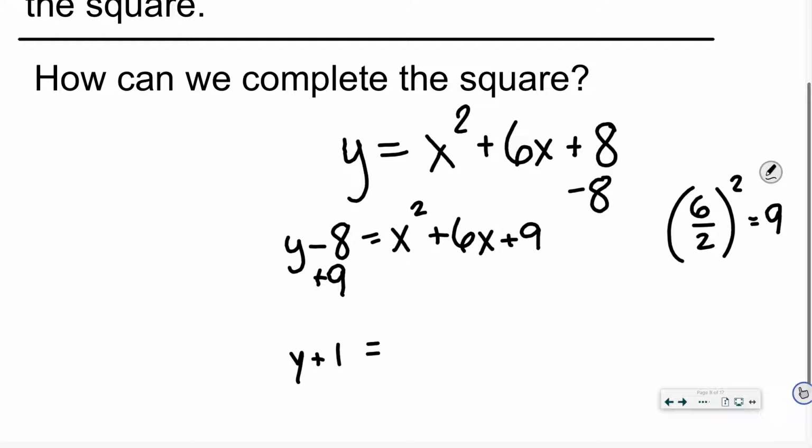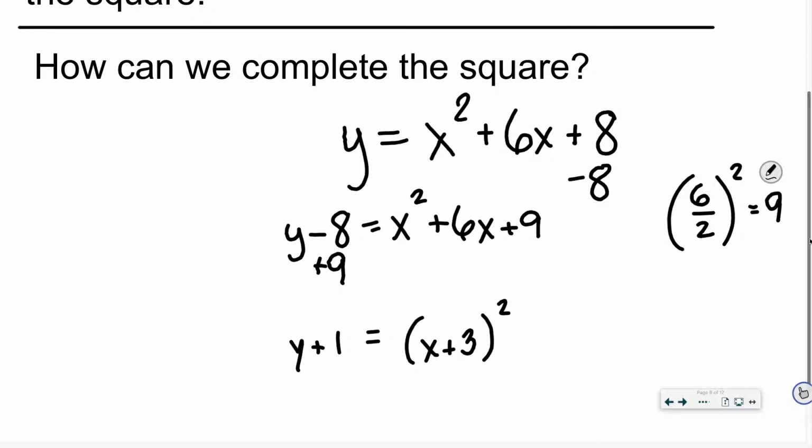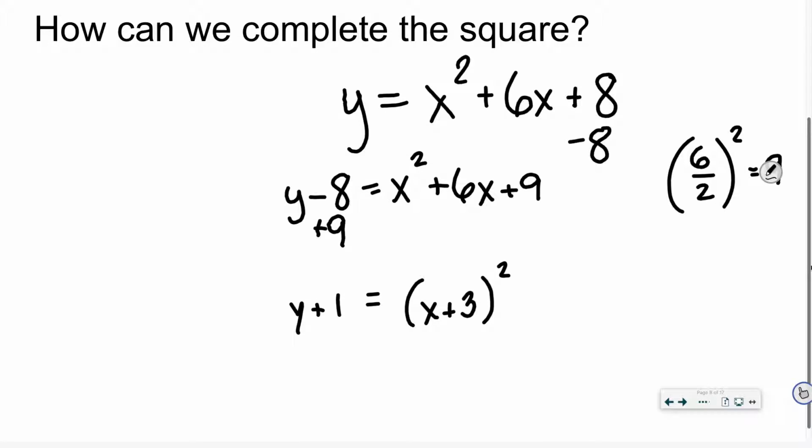And I could rewrite the other side of my equation now. I could rewrite it as that binomial squared. What is the binomial squared? X plus 3. And looking at your notes, because I know you have an example of a quadratic in vertex form, what's the last thing that I would want to do to put this in vertex form? Look at your examples of vertex form. Subtract what? Subtract the 1.